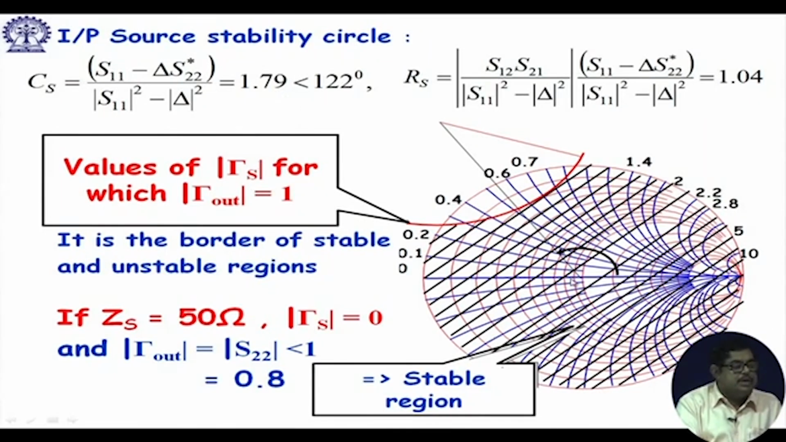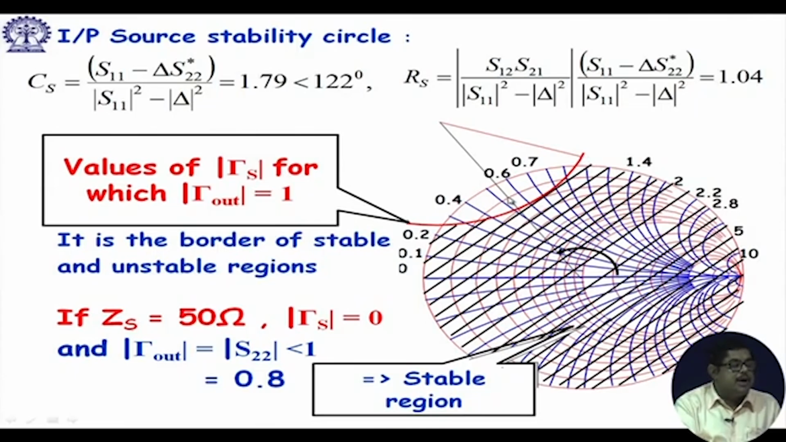You know, the Smith chart has a radius of 1. So the center falls outside the Smith chart, 1.79 away, and the angle that it makes is 120 degrees. RS is 1.04. So the distance is 1.79 and the radius is 1.04, so it will partially intersect the Smith chart.